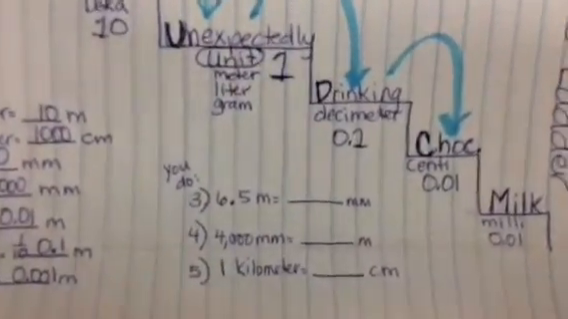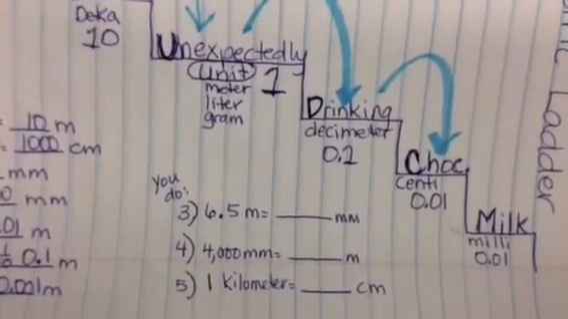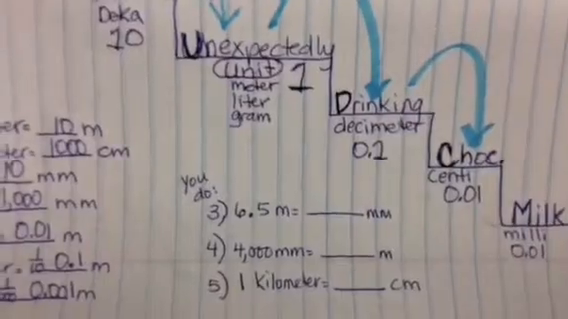All right, I would like you to copy these down. So you have, in the customary measurements and the metric, you have 5 conversions to solve.